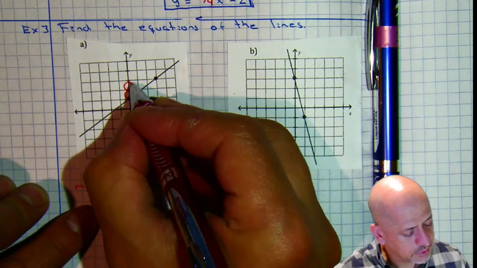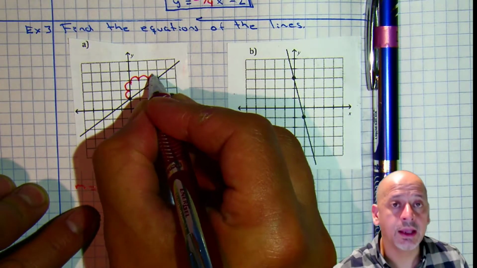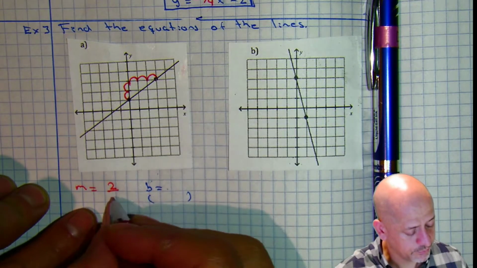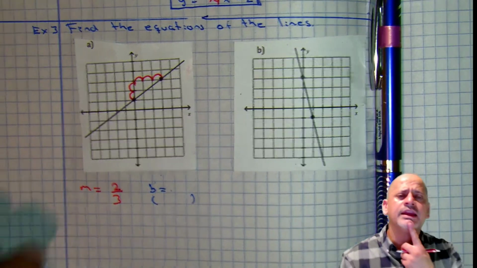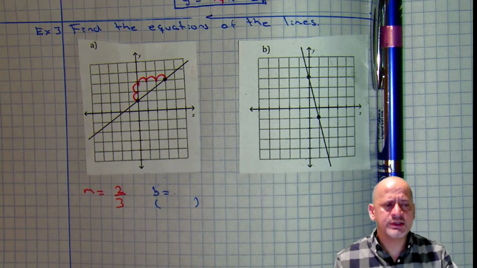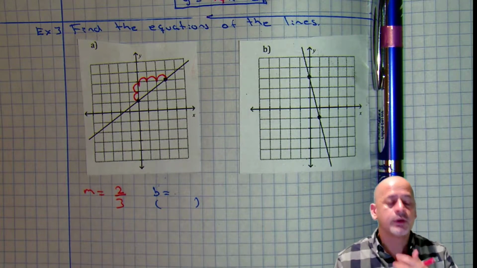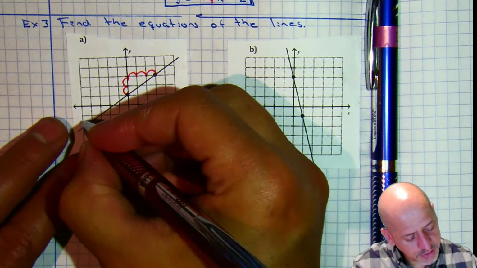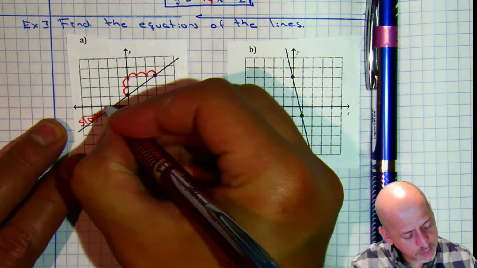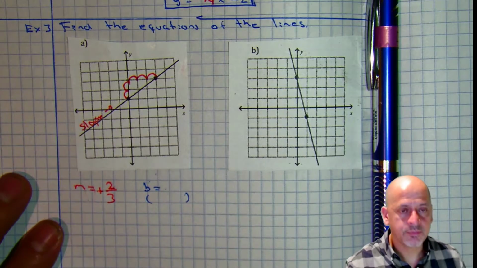And to the right, 1, 2, and 3. And now I need to think, is my slope positive or is my slope negative? What do you think? Correct. My line, if I write slope on the line, my slope is going up, so therefore it will be positive.